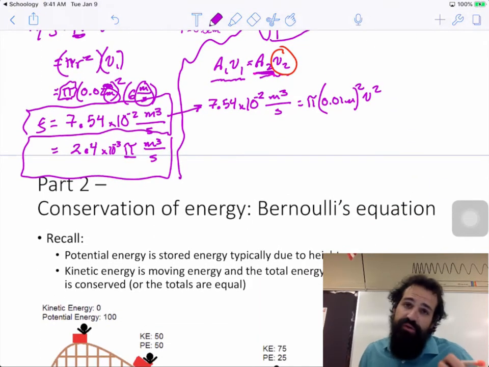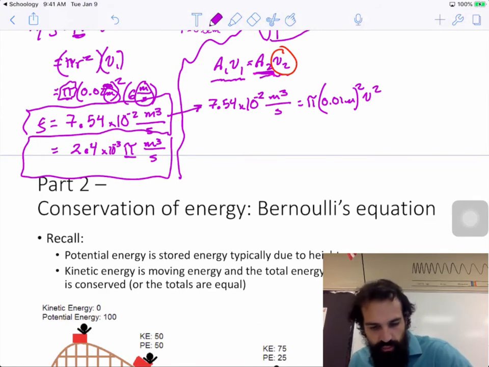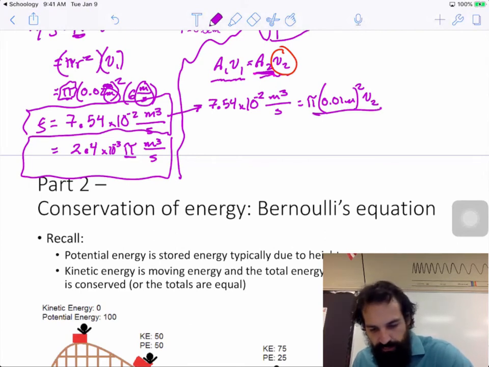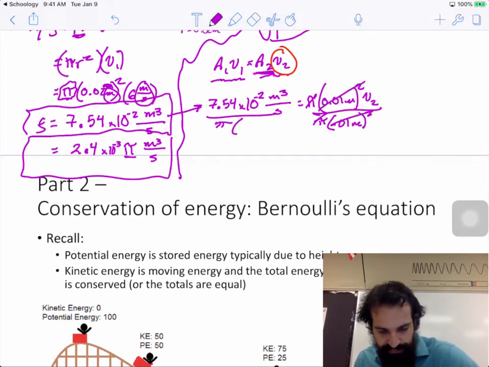And now it just comes down to algebra. I'm sorry, I put in V squared. That should be velocity 2. So now we're going to divide both sides by pi to cancel this out. And we're also going to divide both sides by 0.01 meters. Don't forget to square it, so we can cancel this out.